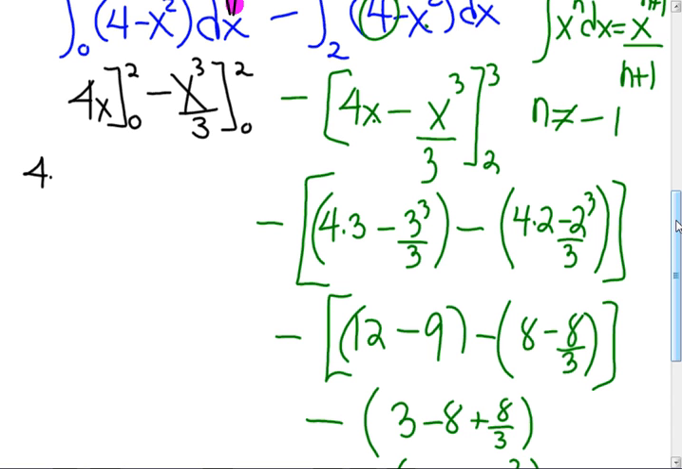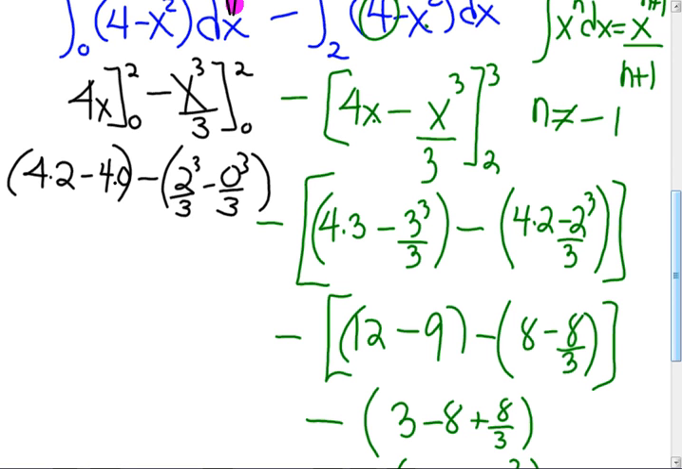4 times what? Second, what's this going to be? 2. Do you want me to put the 0 in? No. Well, you got to be careful. Sometimes this is not 0, so it's minus 4 times 0, which in this case it is. Minus, and then it's 2 cubed over 3 minus 0 cubed over 3. So what's that going to give me? Can you do this in your head, Jack? What is this?